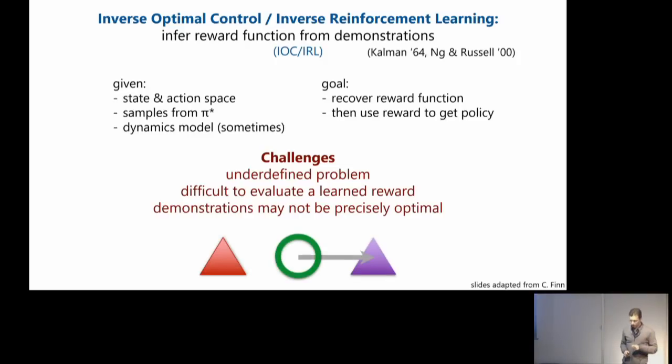So there's this funny world where there's circles and triangles. And I'll just tell you right now, the circle, that's the agent. That's the guy who's trying to do stuff. And the circle goes and does this. Okay. What's the circle trying to do? Any guesses? What is his goal?